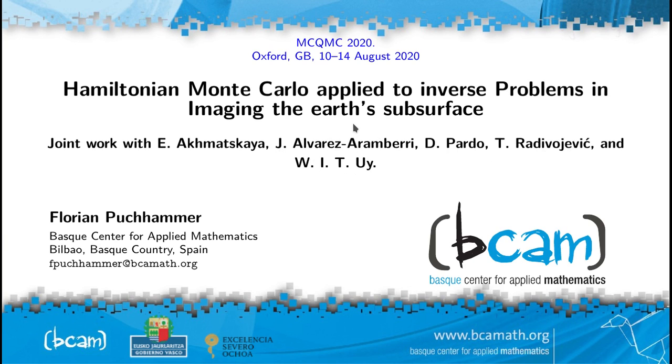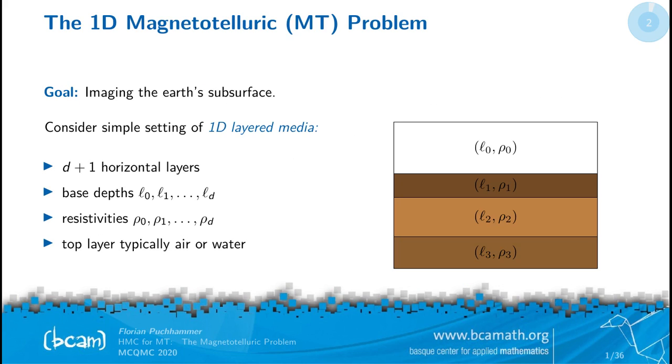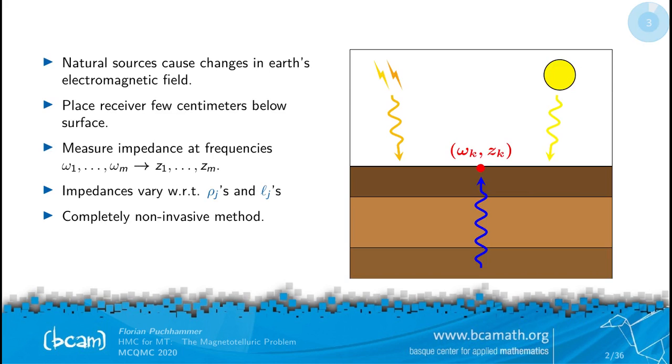Today's problem is an inverse problem in geology which we want to solve by Hamiltonian Monte Carlo. The problem itself is called the 1D Magnetotelluric problem, and it basically considers a very simple type of media, so we just have one-dimensional layers stacked on each other, and each layer is characterized by a base depth, L, and electromagnetic resistivity, ρ. And the top layer is usually just air or water.